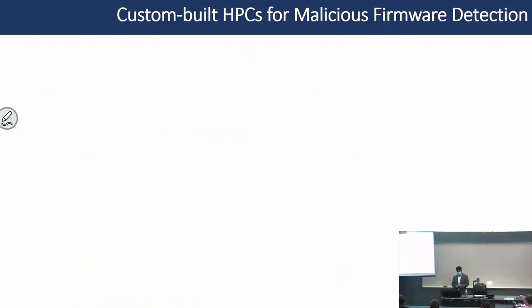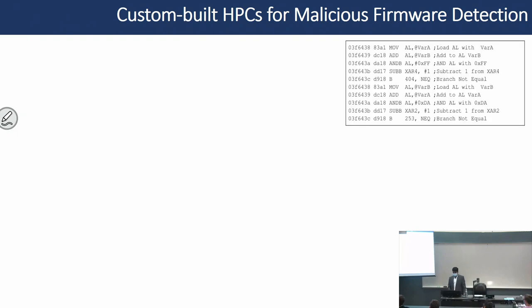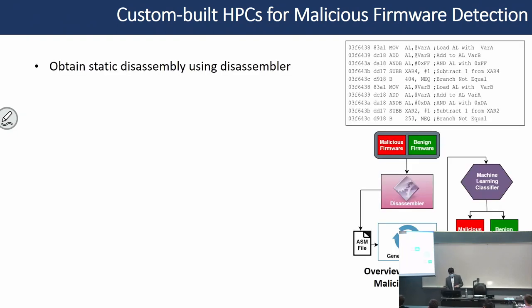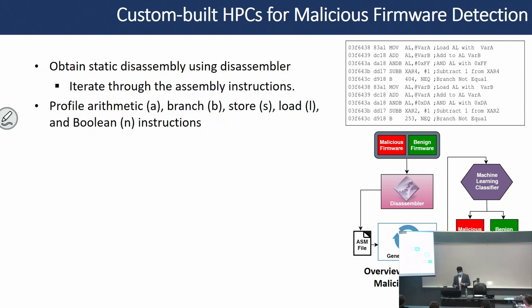So now let's talk about our solution, custom-built HPCs. What we did is we obtained static disassembly of the microcontroller instructions using a disassembler. This will translate to the assembly instructions. So we used five basic instruction types as our HPCs: arithmetic, branch, store, load, and Boolean instructions, and their combinations. For these five instruction types, there can be 25 combinations.